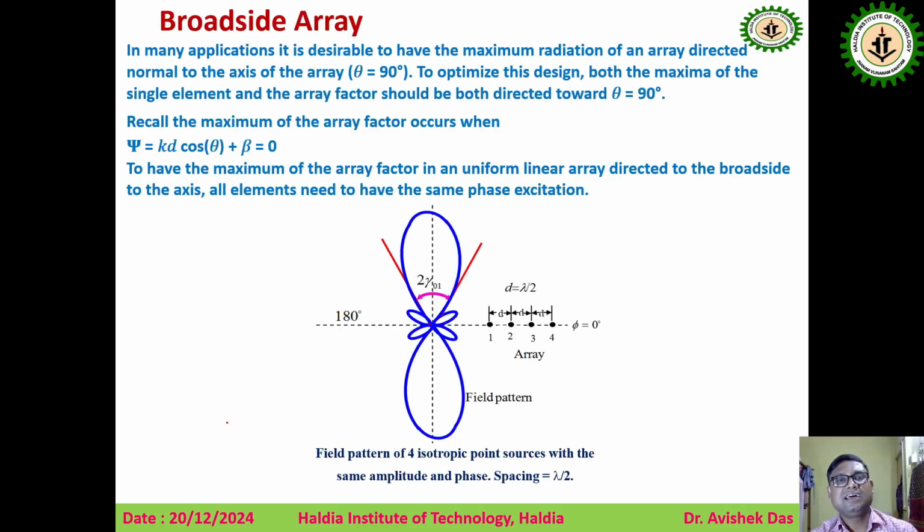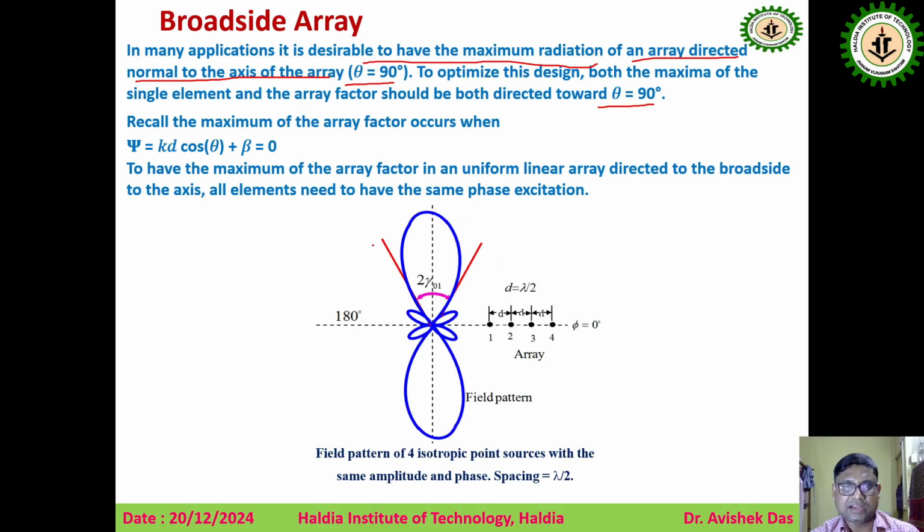Next we discuss the array. There are mainly two types of arrays. One is called the broadside array, another is the end fire array. So first we discuss the broadside array. What is the broadside array? In many applications it is desirable to have the maximum radiation pattern of an array directed normal to the axis of the array, that is theta is 90 degrees. To optimize this design, both the maximum of the single element and the array factor should be directed at theta equal to 90 degrees.